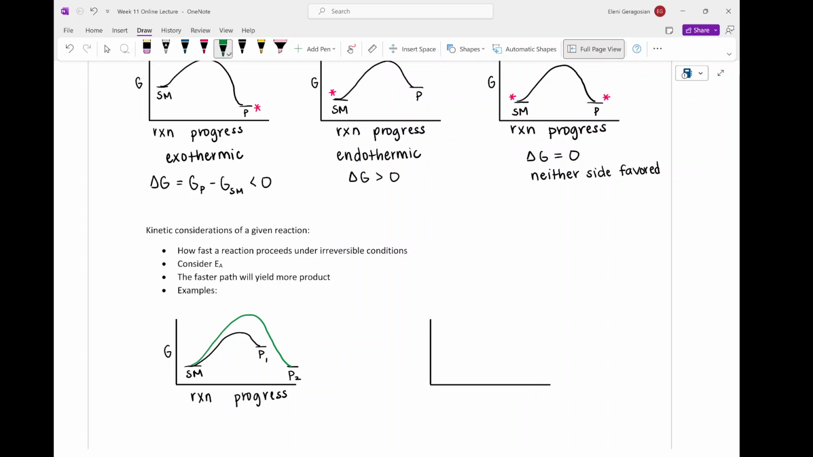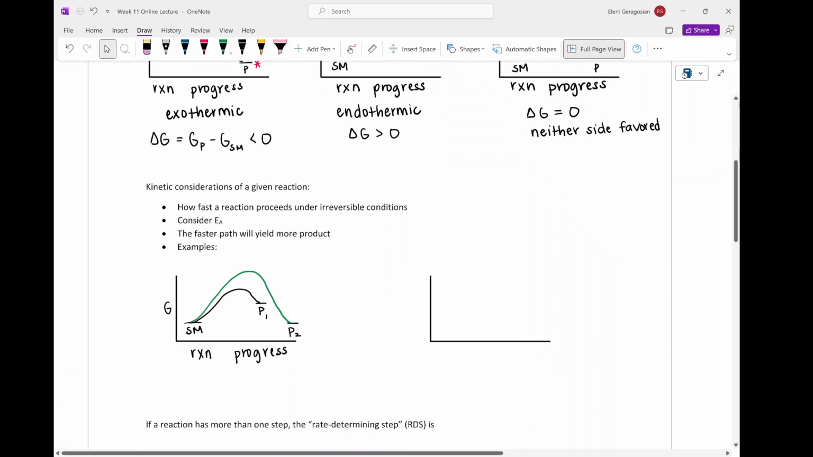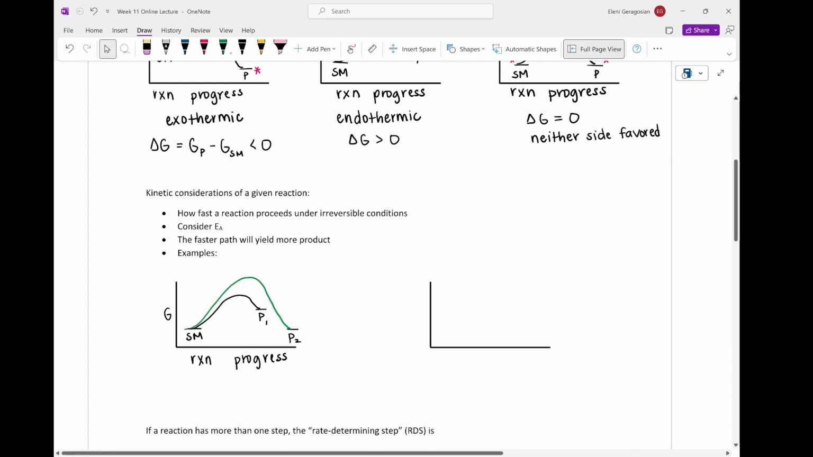And these are conditions that I'm setting. I'm giving you an example where we have two products, and I'm telling you this is the relative energy of the transition states to form each of the two products. So the transition state for product 1 is about there. The transition state for product 2 is about that high of energy. Under thermodynamic considerations, we'd say product 2 is in highest concentration because it's lowest energy. And that's only the case for reversible reactions, but we're saying we have an irreversible reaction, irreversible conditions.